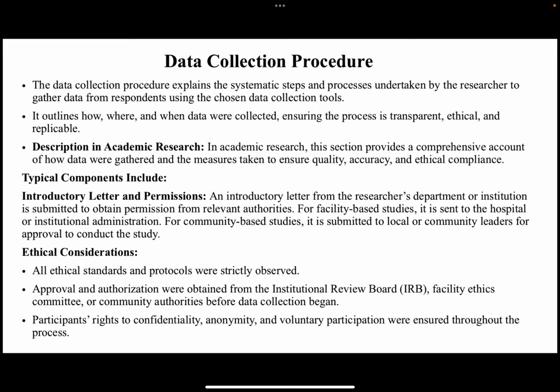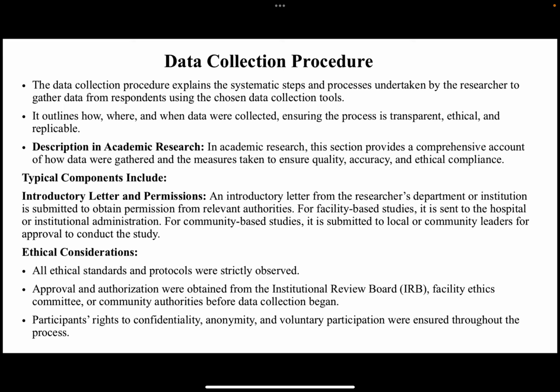Okay, now, description in academic research. How do you have to describe? What processes do you have to observe when you want to describe the data collection procedure? Because in a typical research paper, in the methodology section, you have to describe the data collection procedure step by step. But then there is a guide, there is a format you should observe. So in this video, I'm going to explain how you are supposed to write the data collection procedure in a typical academic research paper.